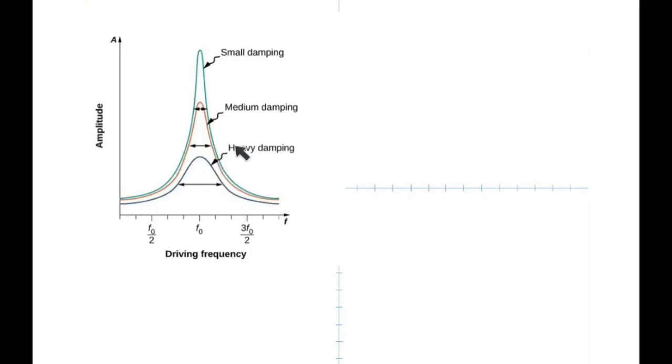But there are three graphs. One is for heavy damping, the other is for medium damping, and the third is for small damping. Does it make sense? Remember, whatever the damping is, the resonance happens at the same frequency. See this? Which is the natural frequency of the object. But the amplitudes are not the same. If it's heavy damping, naturally the amplitude is really small. If it is small damping, it's big. That's all I wanted you to know from there.